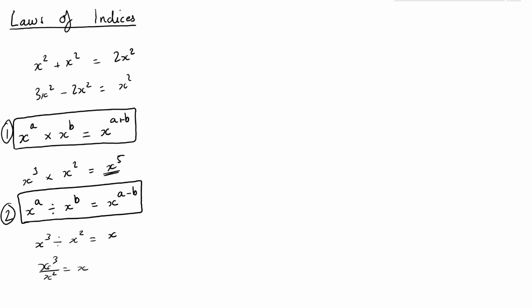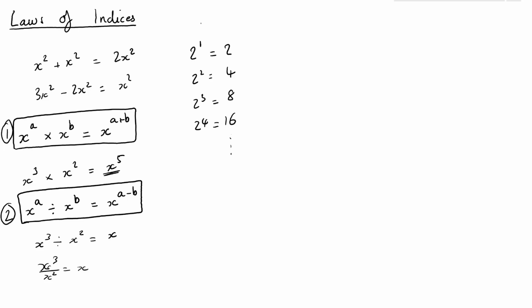But what happens if we have something, so let's say we had 2 to the power of 1. Well, we know 2 to the power of 1 is just 2. 2 to the power of 2 is going to be 2 times 2. 2 to the power of 3 is going to be 2 times 2 times 2, which is going to be 8. 2 to the power of 4 is going to be 2 times by itself 4 times, that's going to be 16, and so on.